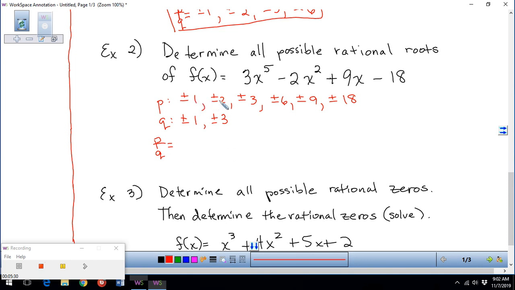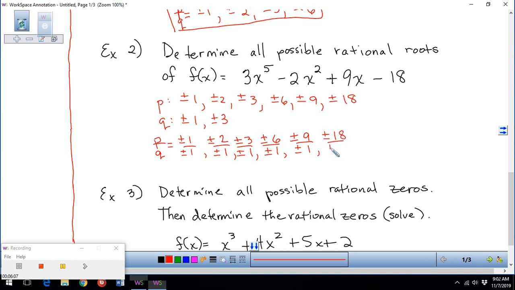So I'm going to take each one of these p's and divide it by 1, and then I'm going to take each one of the p's and divide it by 3. So we got positive, negative 1 over positive, negative 1, and again 2 divided by the 1, positive, negative 3 divided by the positive, negative 1, etc. So I'm just taking each one of these p's and dividing it by the first q, and then I'm going to take each one of the p's and divide it by the second q.